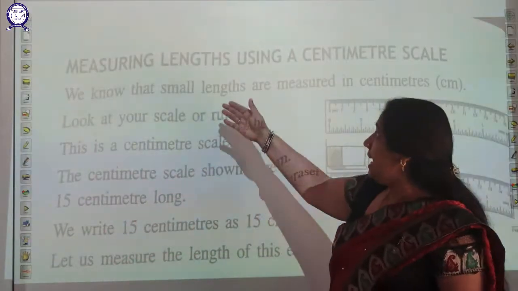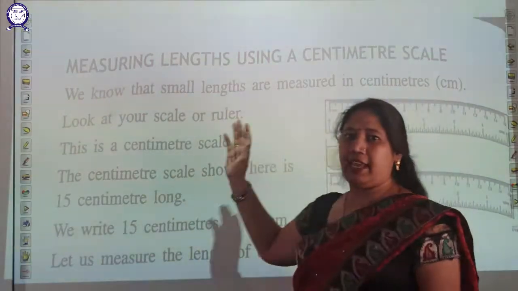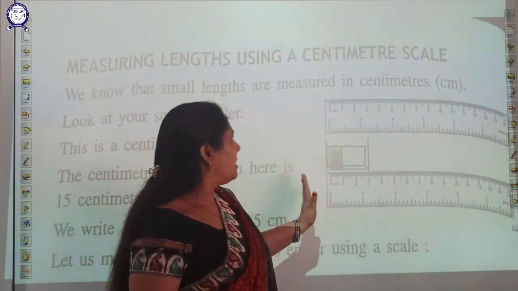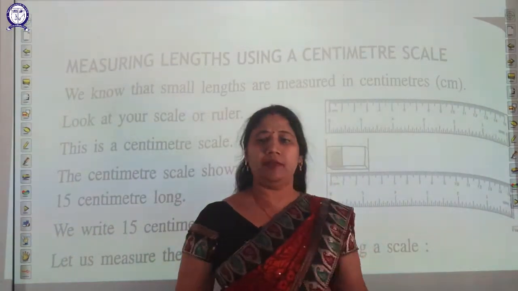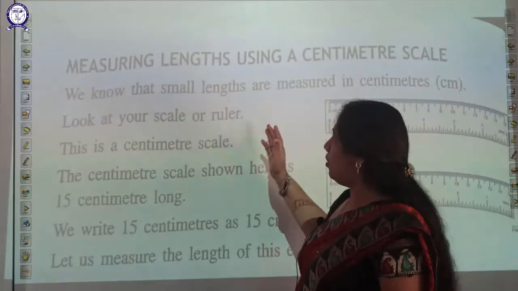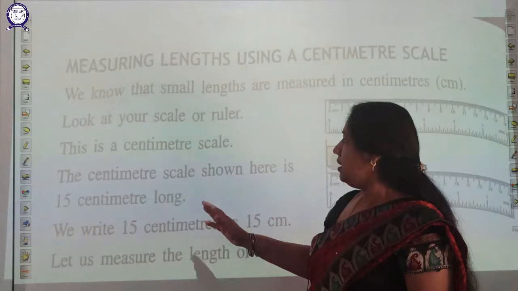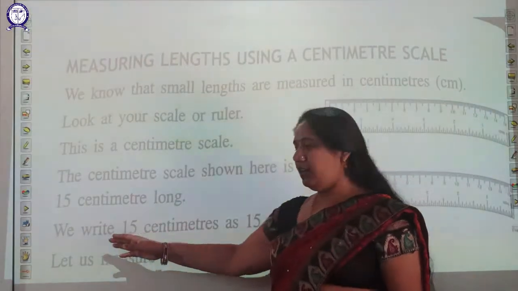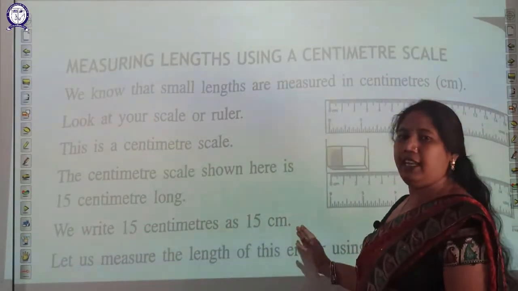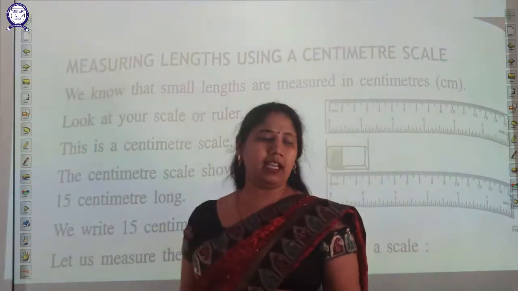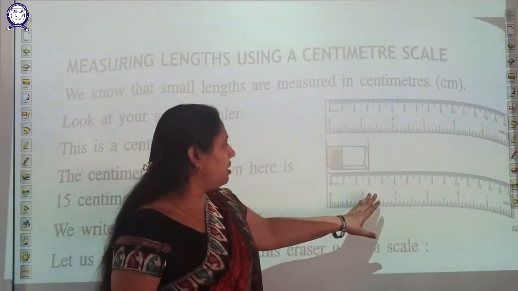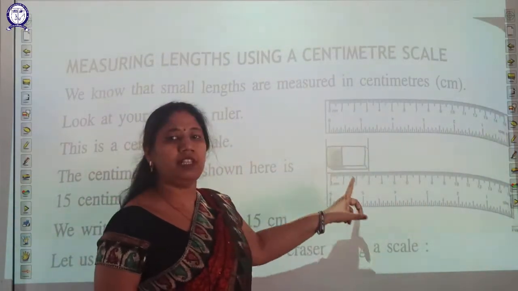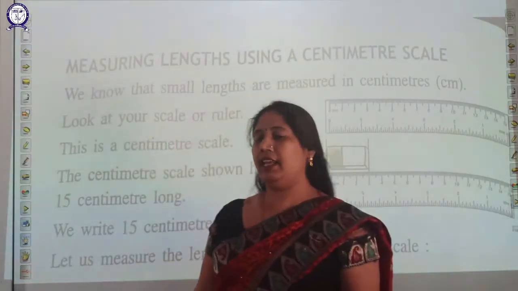So students, let's measure length using a centimeter scale. In your geometry box, in your pencil box, there is a scale that is also called a ruler. Look at the scale or ruler. This is a centimeter scale. The centimeter scale shown here is 15 centimeters long. We write 15 cm like this. Let's measure this eraser using a measuring scale. From 0 to 3, so the length of this eraser is 3 centimeters.